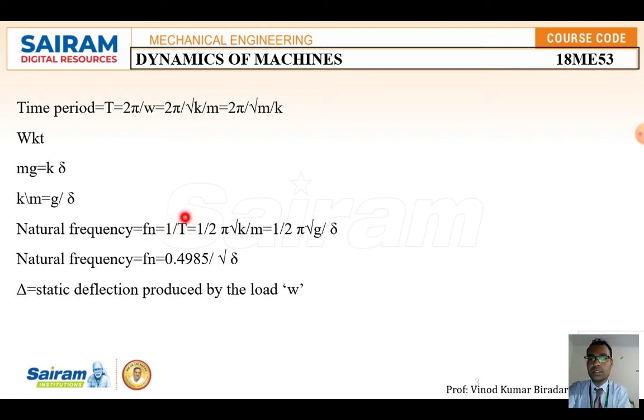We already know the time period, so just substitute here. That is 1 by T, which is 1 by 2 pi square root of k by m, which is equal to 1 by 2 pi square root of g by delta. So this is the natural frequency of the given transverse vibration. You have to remember that 1 by 2 pi square root of g by delta is the natural frequency of this transverse vibration.